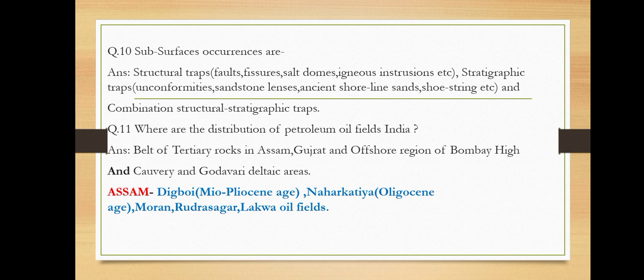Question number 11. Where is the distribution of petroleum oil fields in India? So mostly it is the belt of tertiary rocks of Assam, Gujarat and the offshore region of Bombay High, as well as Kaveri and Godavari deltaic areas. Now in Assam, where do we find these oil fields? One is Digboy, which is the most famous and the oldest in Asia. It is of Miocene-Pliocene age. Naharkatia oil field, which is of Oligocene age. Moran, Rudrasagar oil field, Lakwa oil fields. So these are the oil fields which are found in Assam.